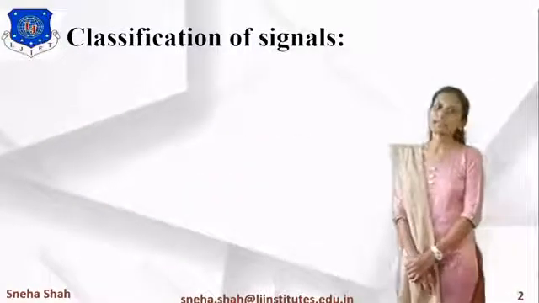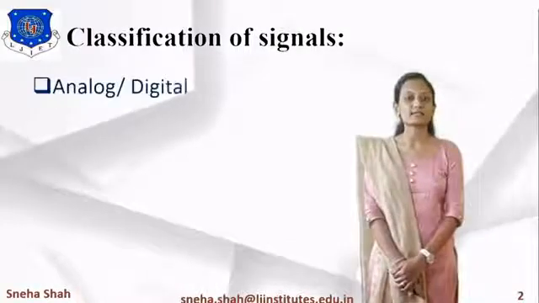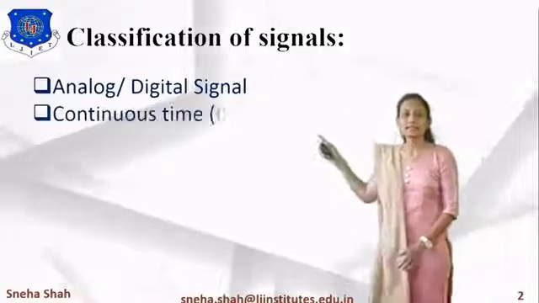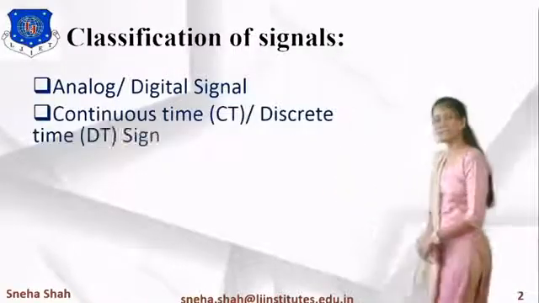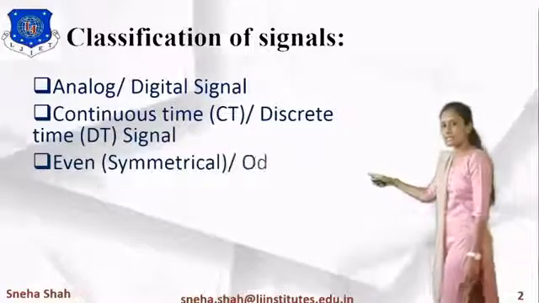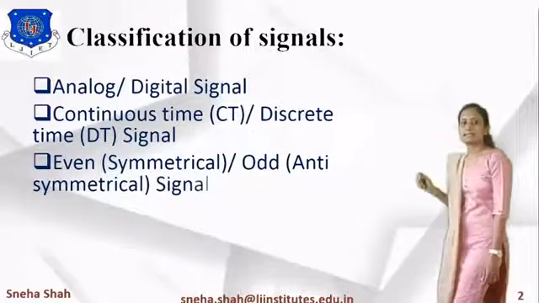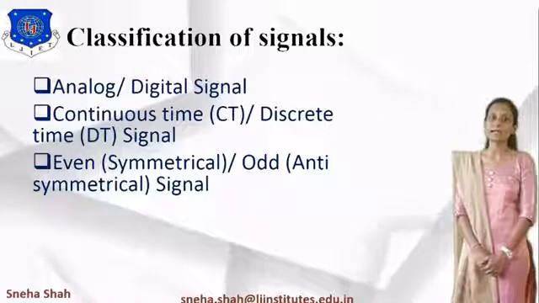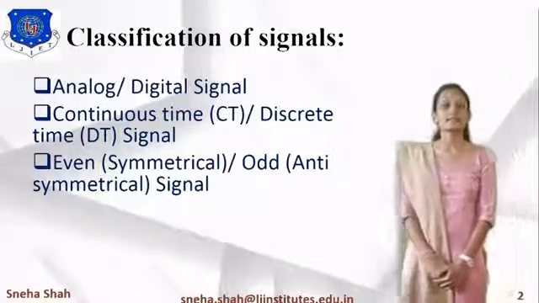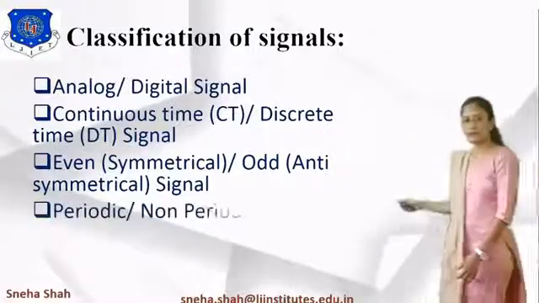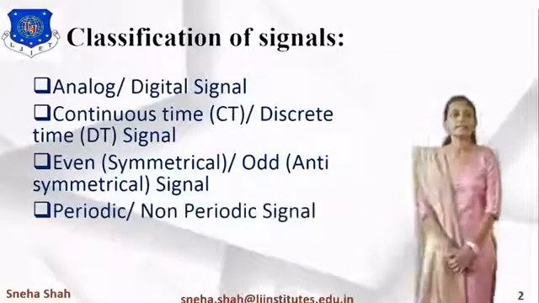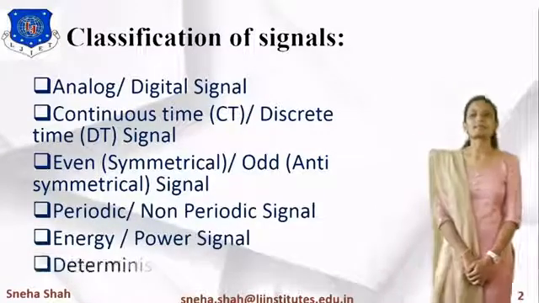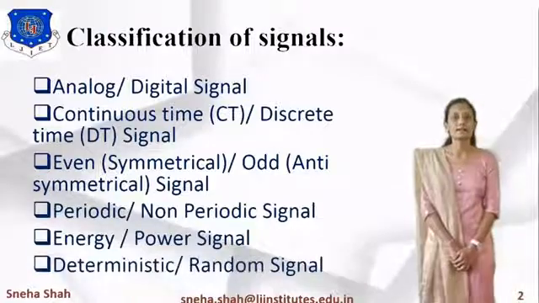Now if we classify signals, there are various types. The first type is analog or digital signal. The second type is continuous time signal or discrete time signal. The third type is even signal or odd signal. Even signal is also considered a symmetrical signal, and odd signal we consider an anti-symmetrical signal. The next type is periodic or non-periodic signal. The next type is energy or power signal, and the last type is deterministic or random signal.